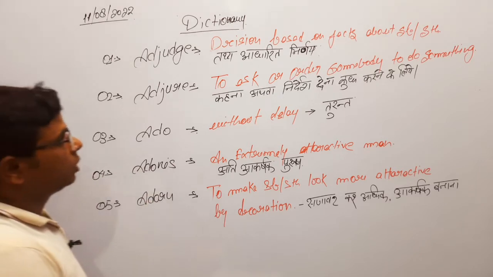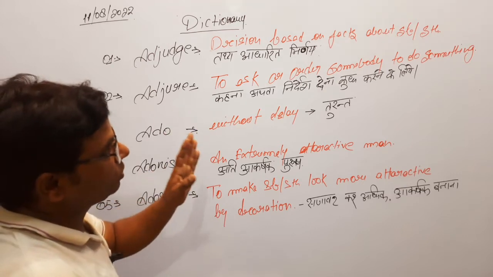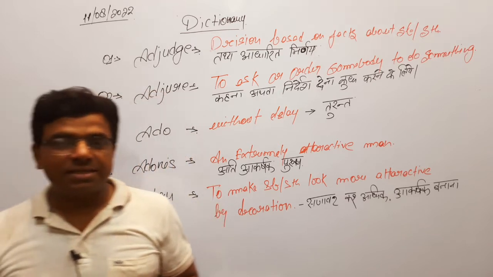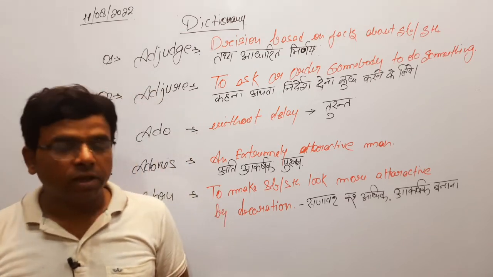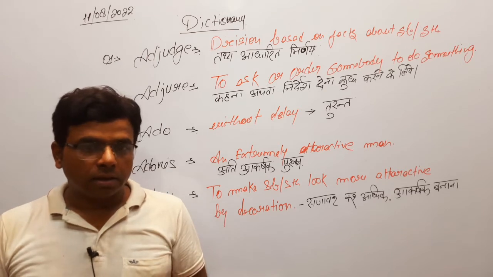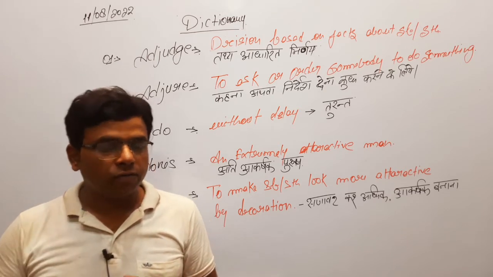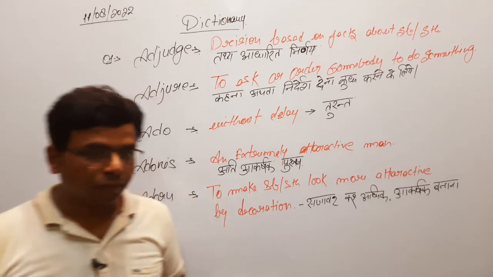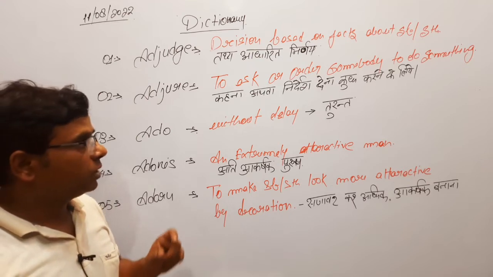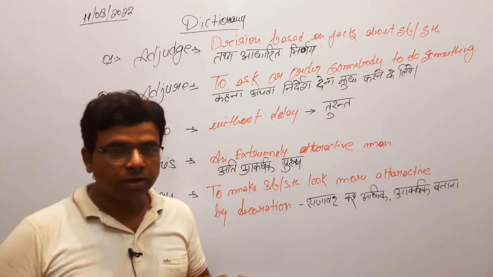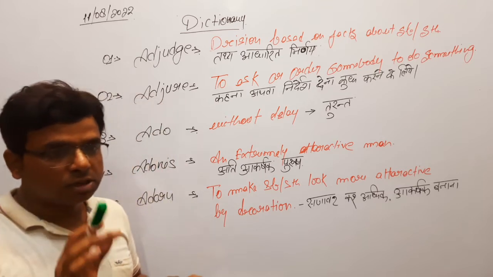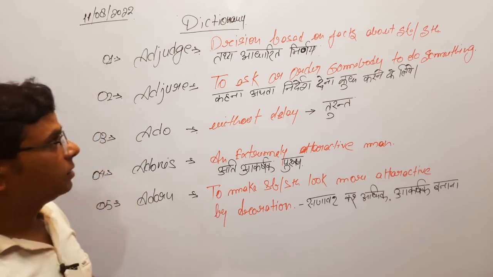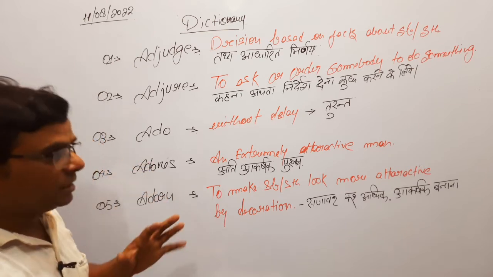Adjudge: when you are making a decision which is based on the facts about somebody or something, that means that decision is not oral, not moral, it is legal. It has some kind of legally valid form, either in a recorded format or in a written format. So, based on the facts, when you are taking a decision about somebody or something, that this person is this one, or this person has committed this crime, or this thing is like this, not like that, then you are doing a kind of adjudgment process.